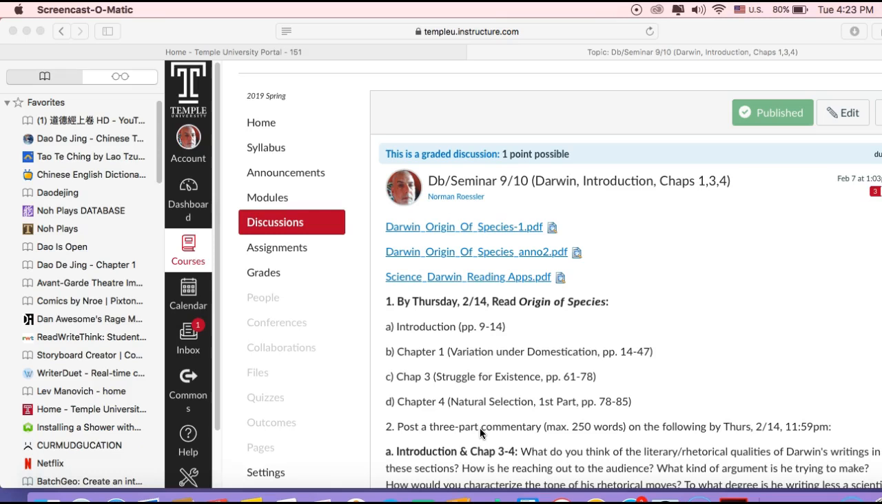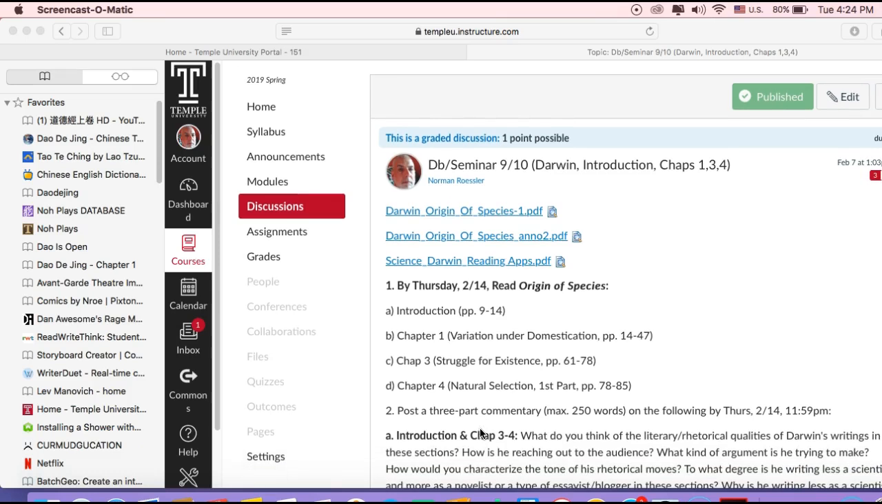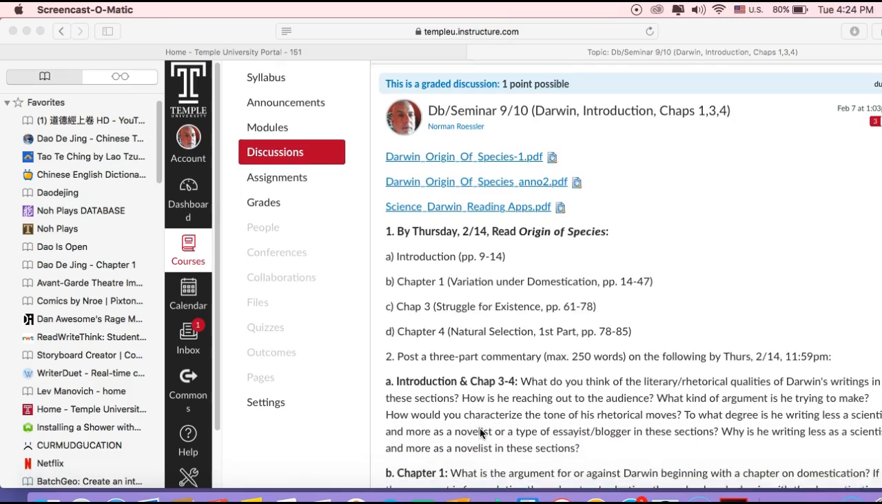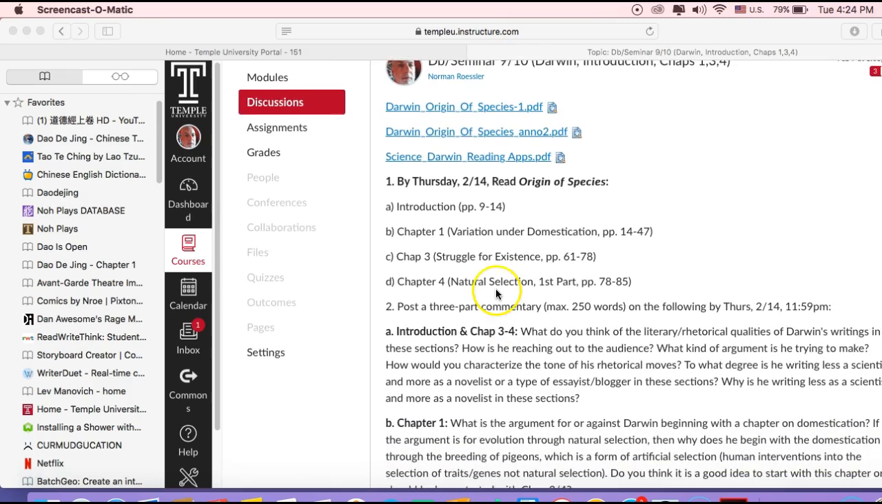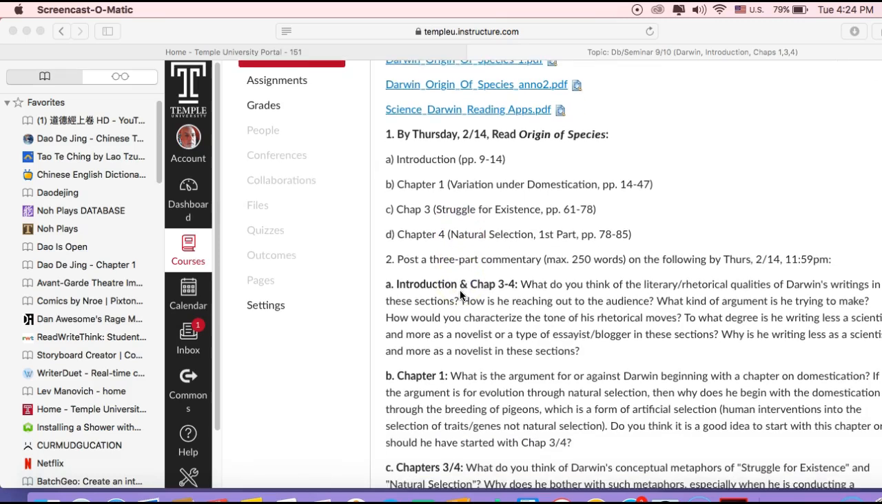So we see here the assignment, what we're reading by Thursday. Introduction, chapter 1 and chapter 3 and part of chapter 4 before you move on to the next part. We'll read introduction, chapter 1, 3, 4, 6, 13, and the conclusion over the 2 week period here. So we'll talk about the introduction, chapter 1, 3, and 4 today.